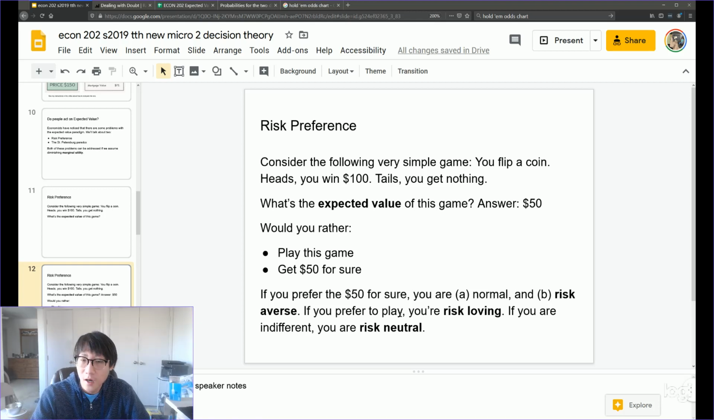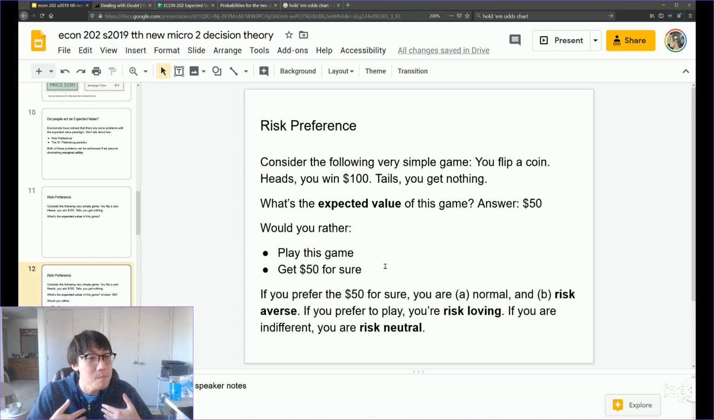There's actually a name for this, which is that this is called being risk averse. If, on the other hand, you would prefer to play the game, then you're risk loving. And if you're indifferent between the two, you're risk neutral. Now, if you follow this rule of expected value, you ought to be indifferent, because the expected value of the game is 50. The expected value of the sure thing is, well, there is no expected value. It's just 50. So it's $50 either way.